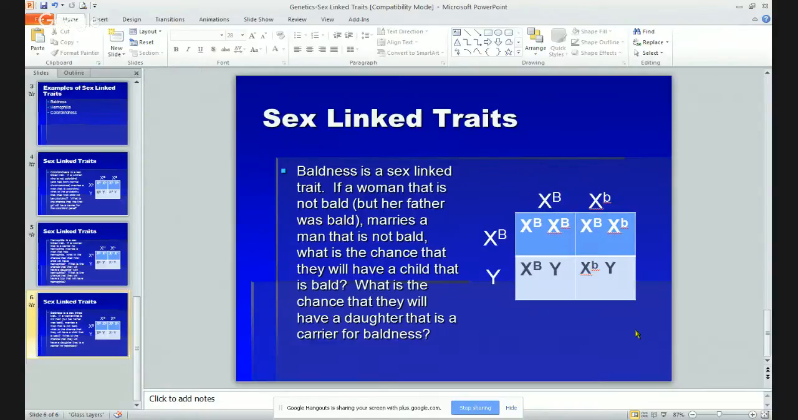Last one, baldness. Baldness is a sex-linked trait. If a woman that is not bald, but her father was bald, marries a man that is not bald, what is the chance they will have a child that is bald?